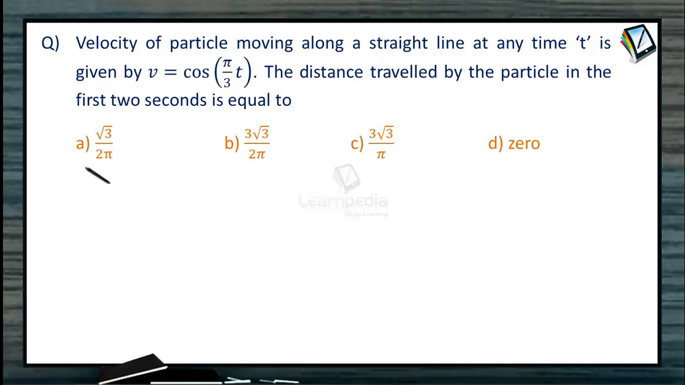Question. The velocity of a particle moving along a straight line at any time t is given by v = cos(πt/3). The distance traveled by the particle in the first 2 seconds is equal to.